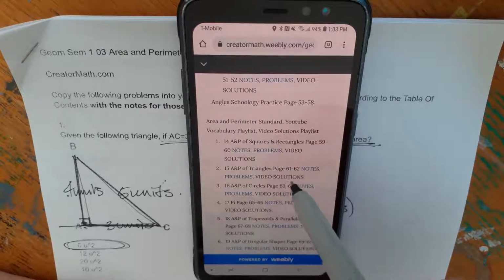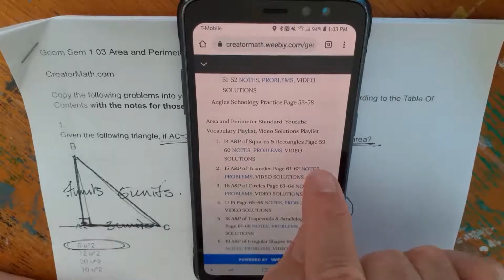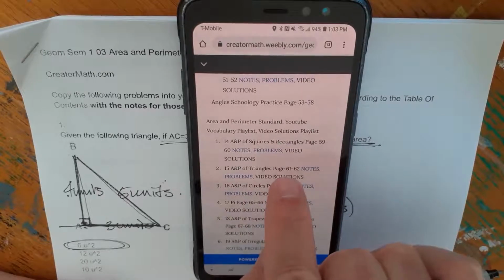So I'm not going to say the page number because I want you to go find this table of contents on the website for the day and age in which you're watching this video. By the time you watch this video, these page numbers will likely be different. So don't use this video for that. Go look at the actual table of contents. Now, this tab is notes, this tab is problems, this tab will be video solution.